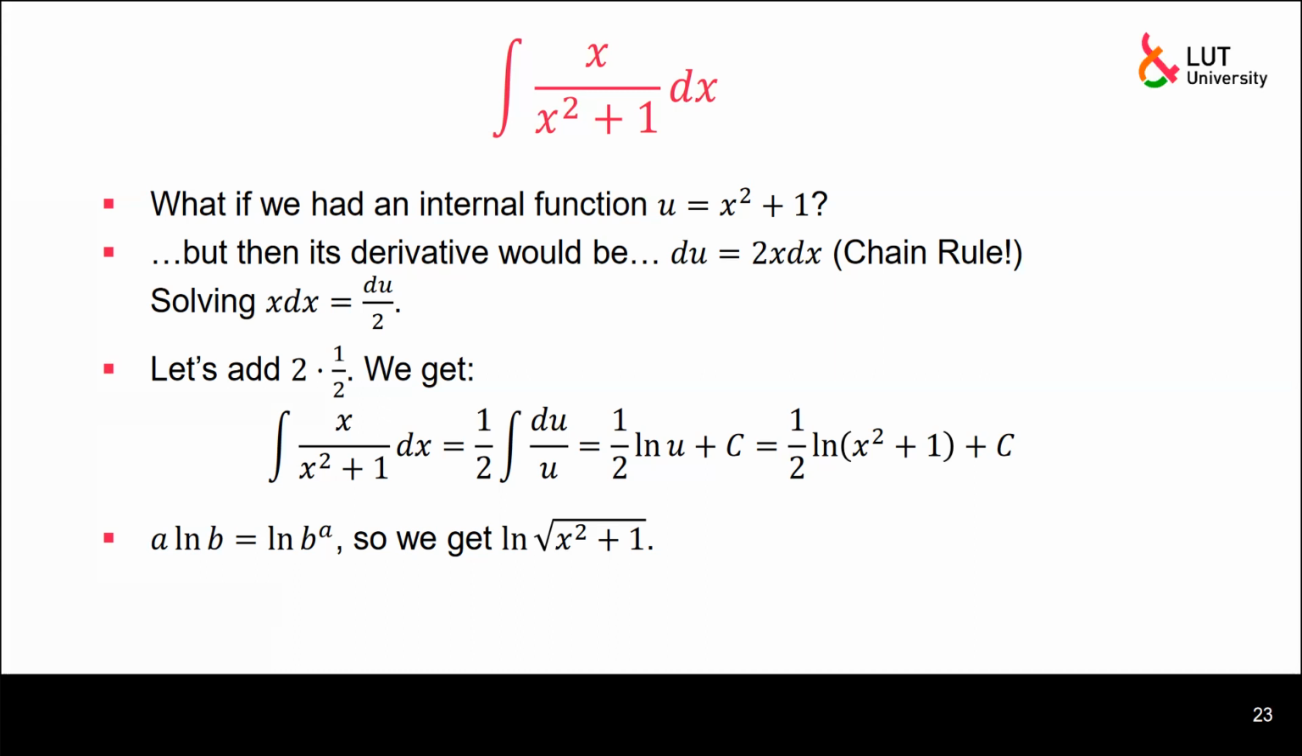And now, this is perfectly okay as an answer. But if you want to go further, we might remember that with logarithms, if we have something times a logarithm, that's the same as the logarithm of its internal part to the power of that something. So we could also state this as the natural logarithm of x squared plus 1 to the power of 1/2, which is the natural logarithm of the square root of x squared plus 1.